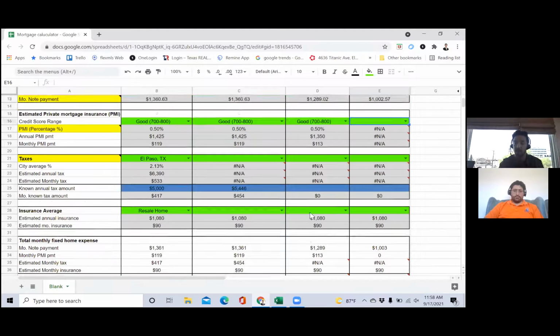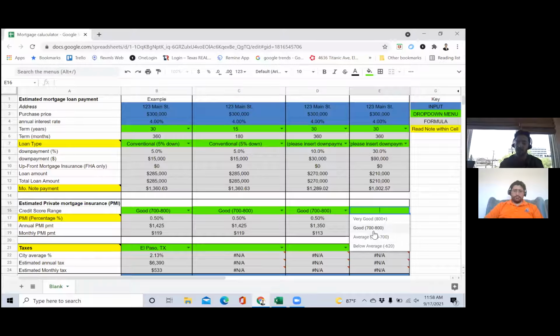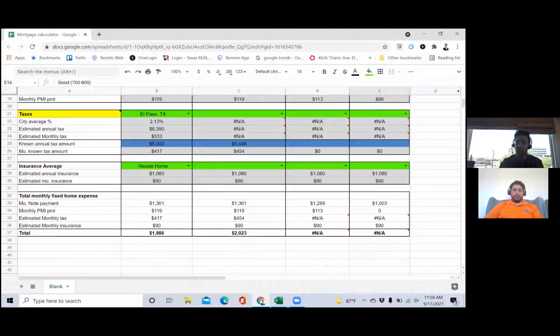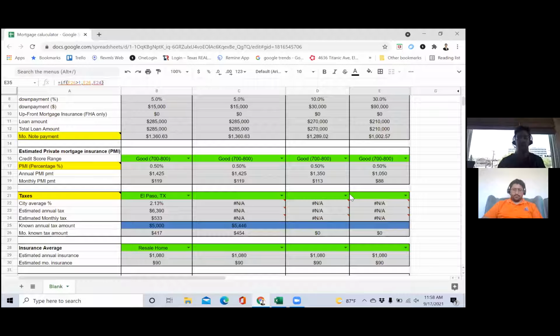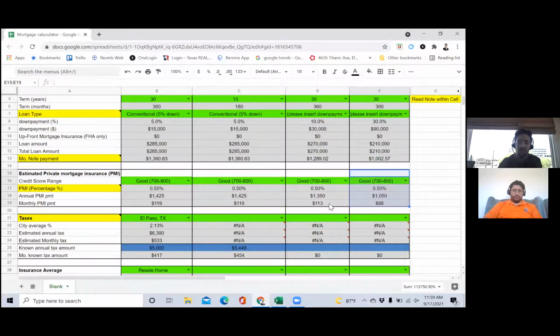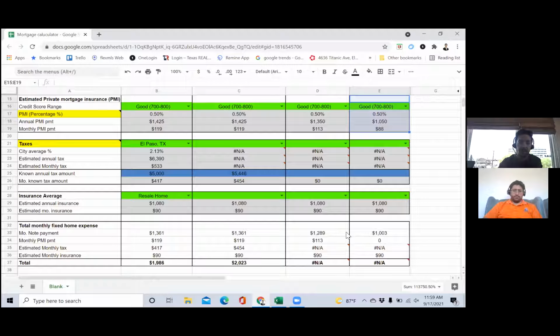I can't leave it blank because then it'll give me a message that says we'll make these changes to the spreadsheet before loading it up. Okay, I know why it's there. I haven't filled out the next one. Anyway, so PMI, 30% down will not have a PMI, and we'll compare them there.